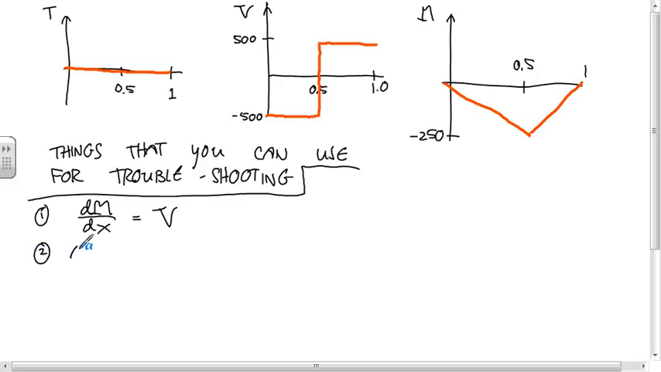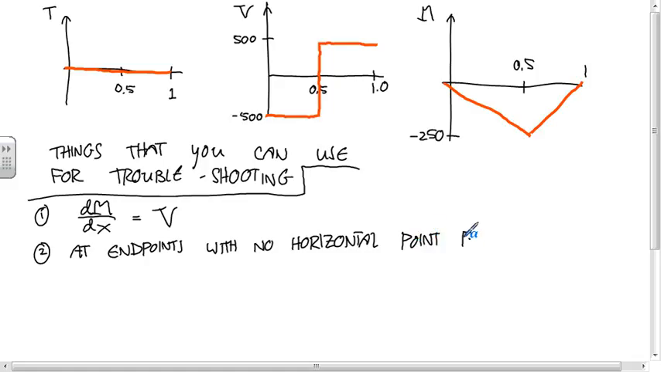Second, anytime you have an endpoint with no horizontal point force, the tension equals 0 at that endpoint.